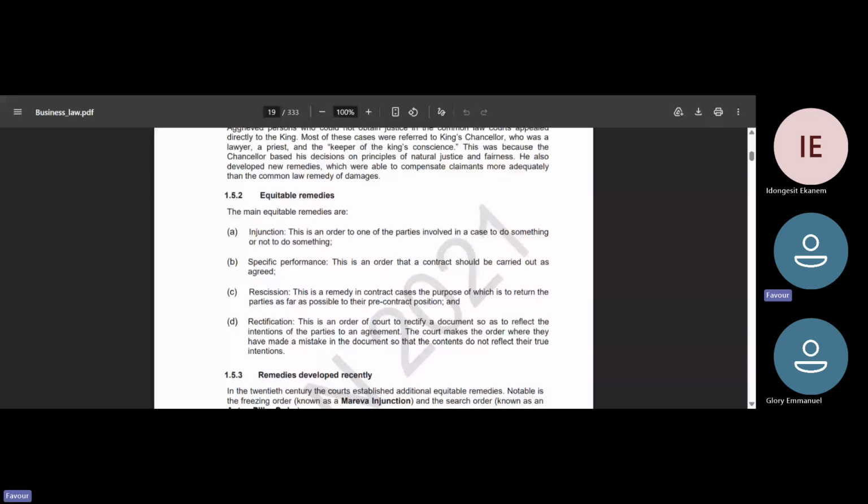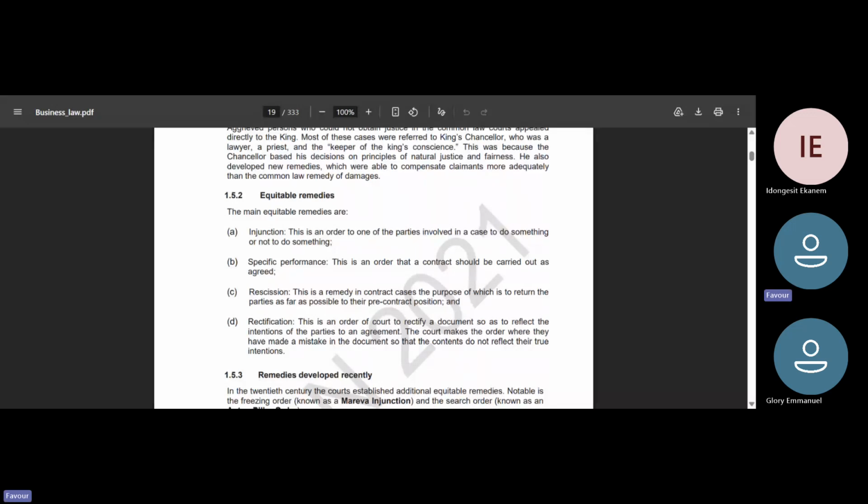It's like a remedy to a contract case that says, okay, since there is no way to rectify this particular issue, let us just cancel the contract and let everybody go back to where we are coming from. Let us go back to where we started from, the pre-contract position. I don't know if you're getting what I'm trying to say.